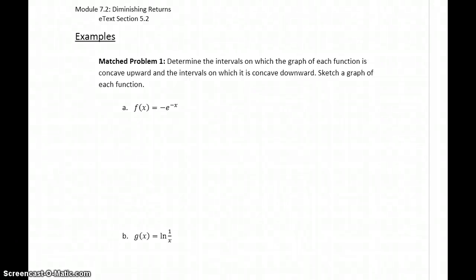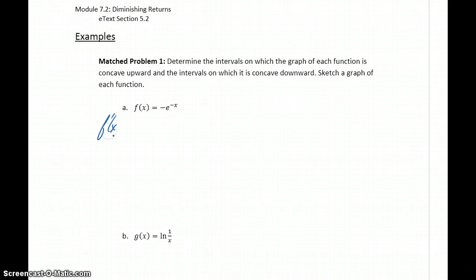In match problem 1, we're given a few different functions, and for each one we want to find the intervals for which that function is concave up or concave down. So what we're going to do is start off by finding the second derivative of each function, identify any critical values, and then construct a sign chart for the second derivative.